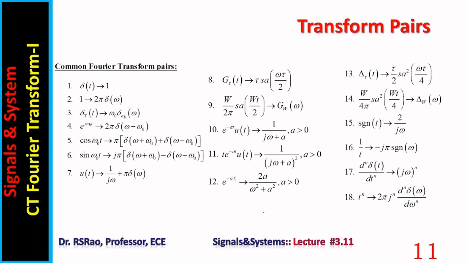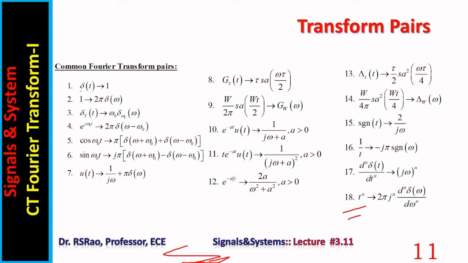They are more than 10. They are highly useful when we start using them. Now, we consider certain transform pairs. Under transform pairs, we consider a signal in time domain and its corresponding frequency domain. Around 18 pairs are given. Let us start from the beginning.